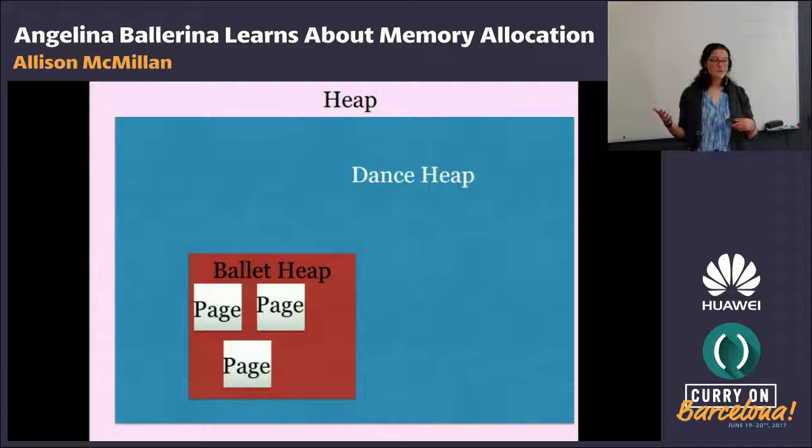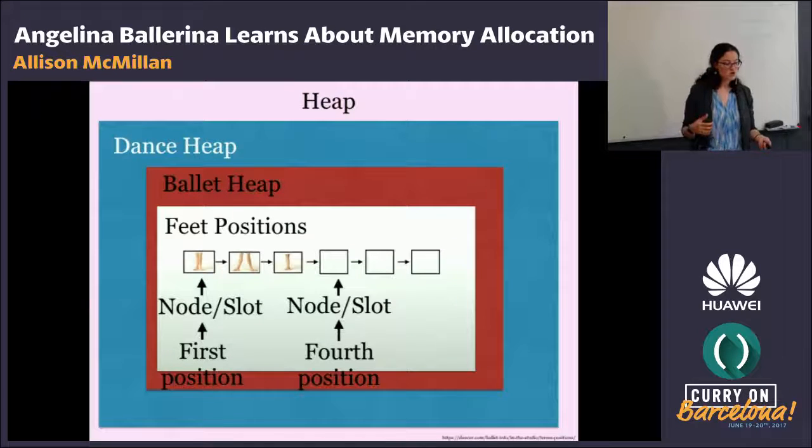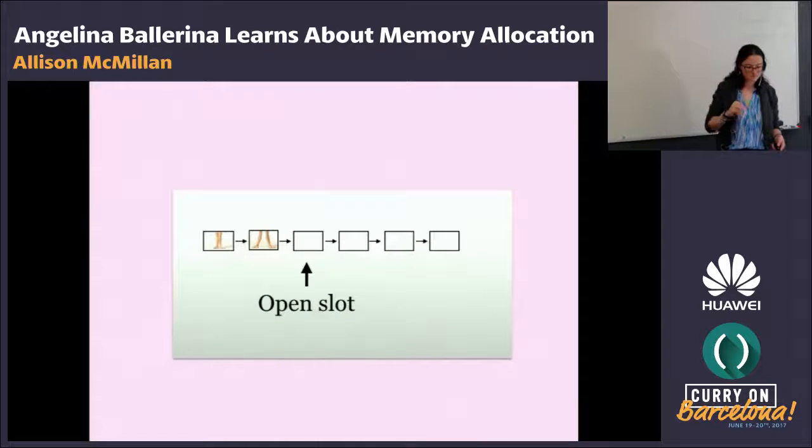So there's a heap, and within that heap, there's a chunk or page allocated. And inside that chunk is a linked list. Each node in the linked list is a slot, and each slot is a Ruby object. So the heap is ballet. The chunk is ballet feet positions. The list is a list of ballet positions, and each slot is an actual ballet position. So these are just called first position, second position, etc. So it's like each slot is one of those positions.